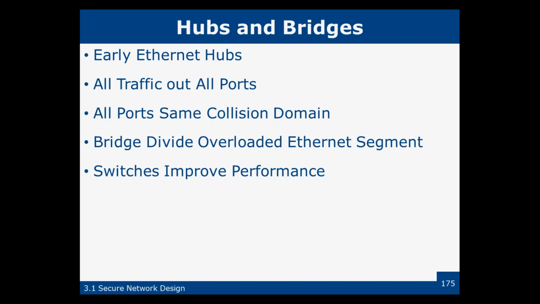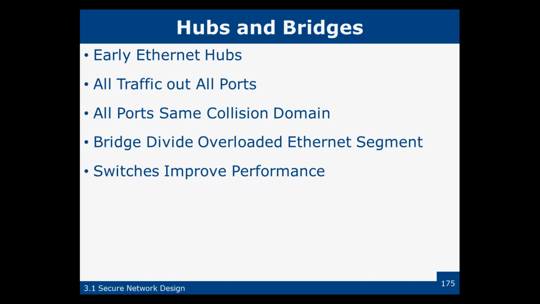It kept a table of MAC addresses, knew which side each MAC address was on, and so when the traffic got to the bridge, if it was on its side, it just ignored it. It just didn't send it. If it was going to something on the other side, it picked the traffic up and sent it to the other side. Switches became multi-port bridges, and switches created a collision domain on each port.